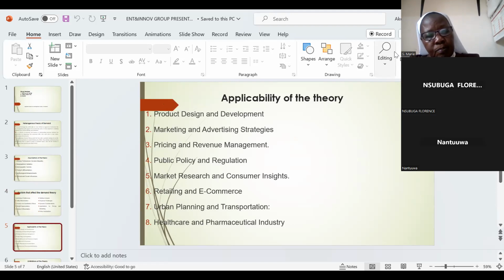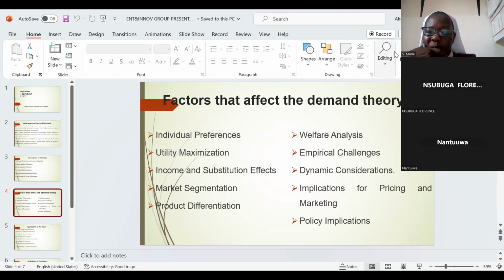Welfare analysis. Understanding heterogeneous demand is crucial for welfare analysis and policy making. Policies designed to address market failure or improve social welfare must consider how different consumers will be affected. Empirical challenges. Empirical analysis of heterogeneous demand poses challenges due to the need to capture and quantify individual level preferences accurately.